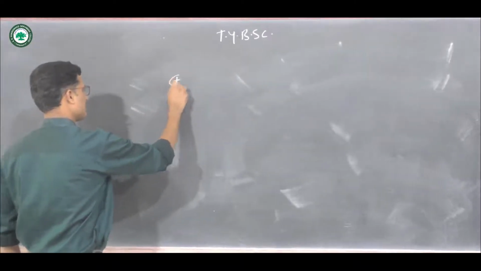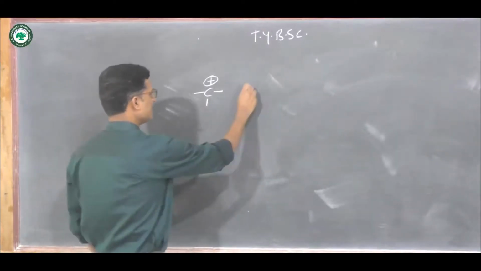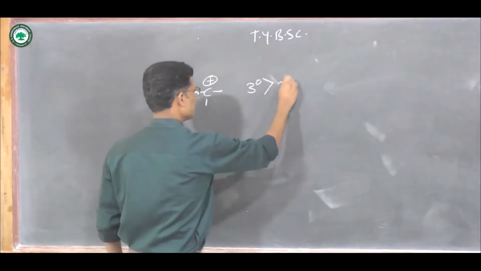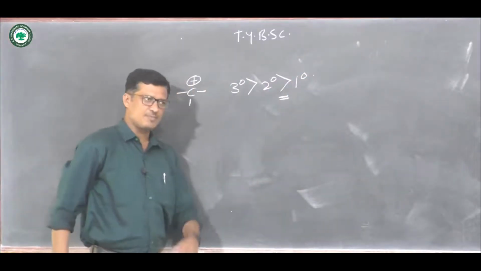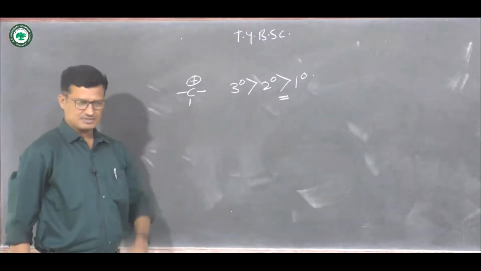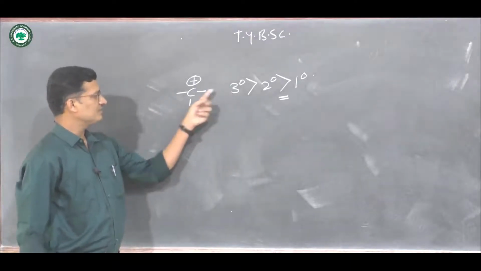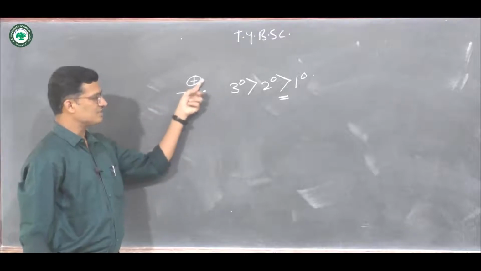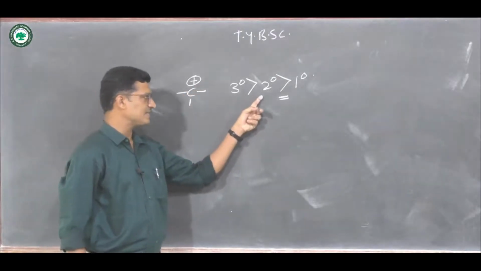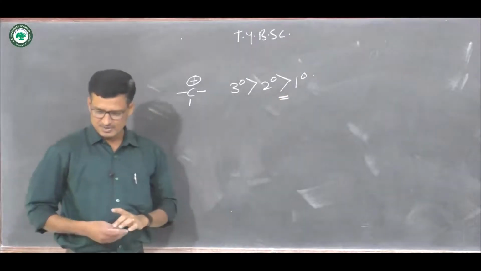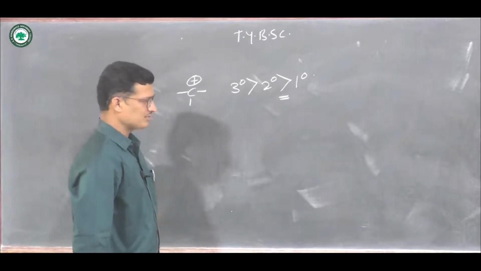But remember, as we already explained, in an addition reaction there is formation of a carbocation, and we know that a tertiary carbocation is more stable than a secondary and then a primary carbocation. Then why is the tertiary carbocation more stable?